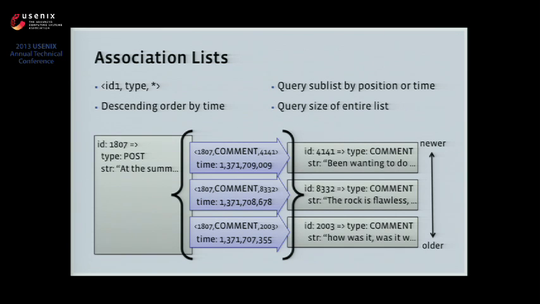We call these association lists. You can also get the size of the association list. So associations, objects, and association lists are the only things you can actually query using the Objects and Associations API. I should mention that time is actually just a 32-bit value. You can put whatever you want there, but it usually is a real time.